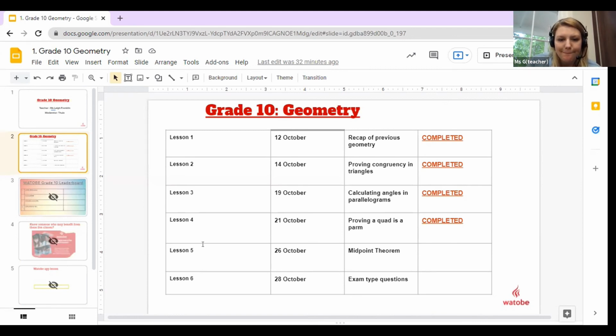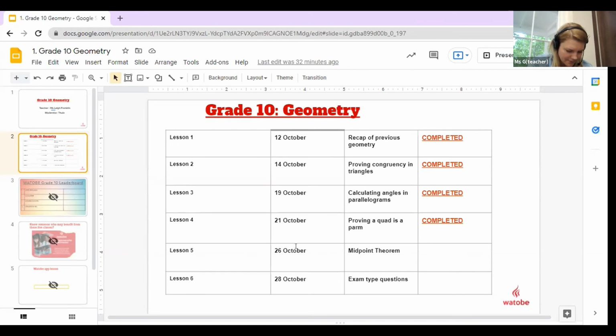So this was our fourth lesson on geometry, and we were proving that our quadrilaterals are parallelograms. Next week we'll be moving on to the midpoint theorem, and then we'll also be doing exam type questions. So we're only left with literally 2 lessons for this, just 1 week, on Tuesday and Thursday, and then we'll be moving on to a different topic.